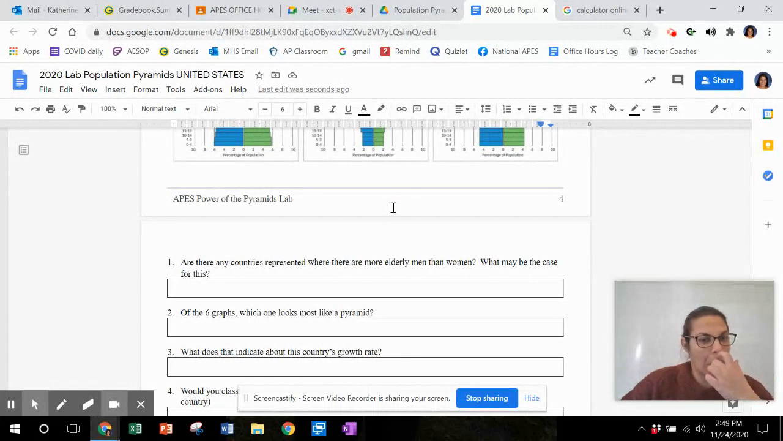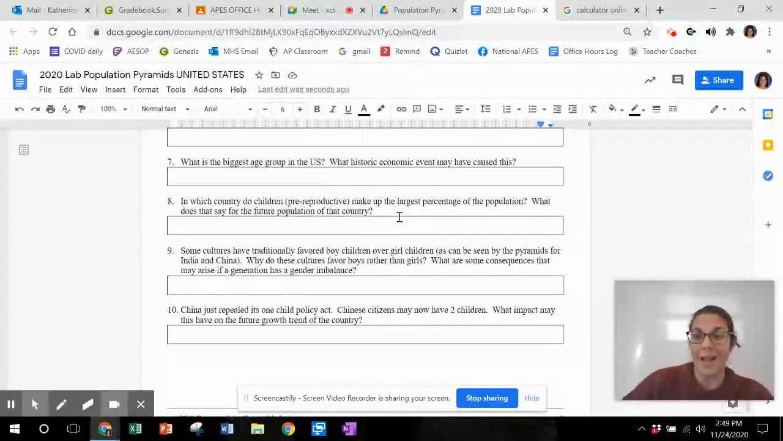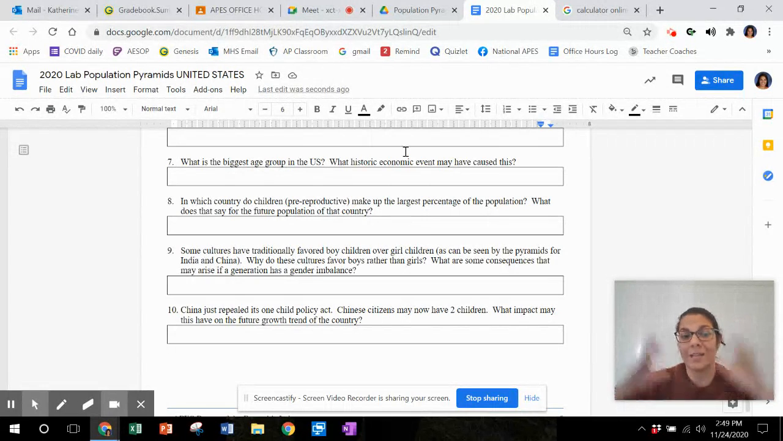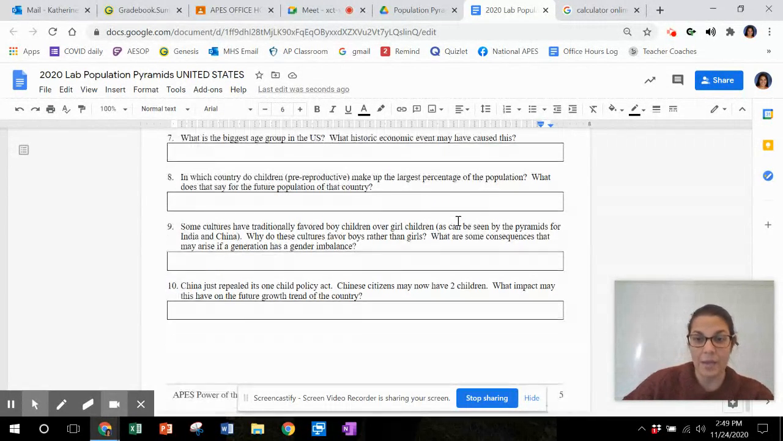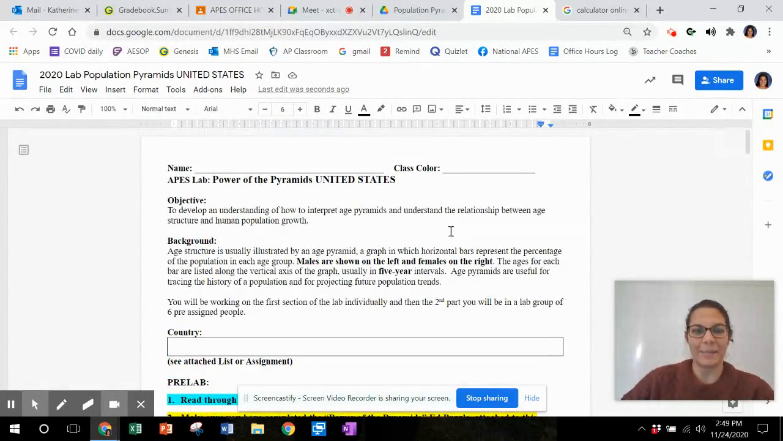Make sure that if it says explain, describe, or if there are 2 parts of the question, you make sure that you do it. This is going to be graded. It might be a whole quiz grade. I might spot check it. I might grade everything. It depends on a lot of different things. So that is your Power of the Pyramids lab overview.